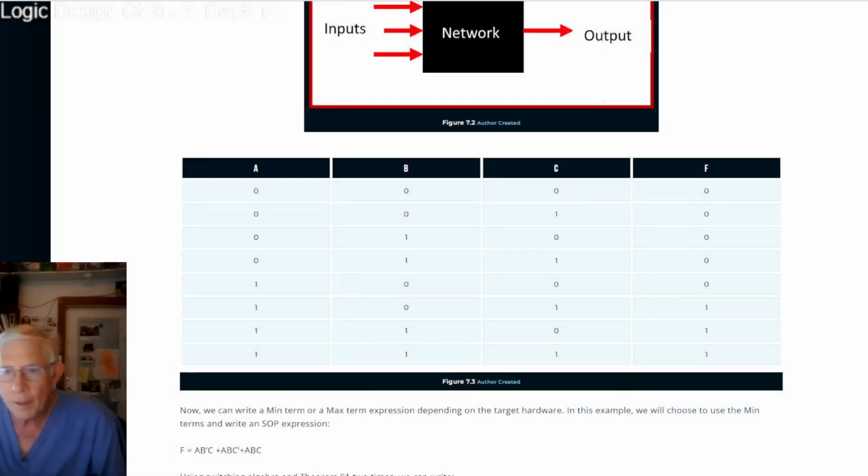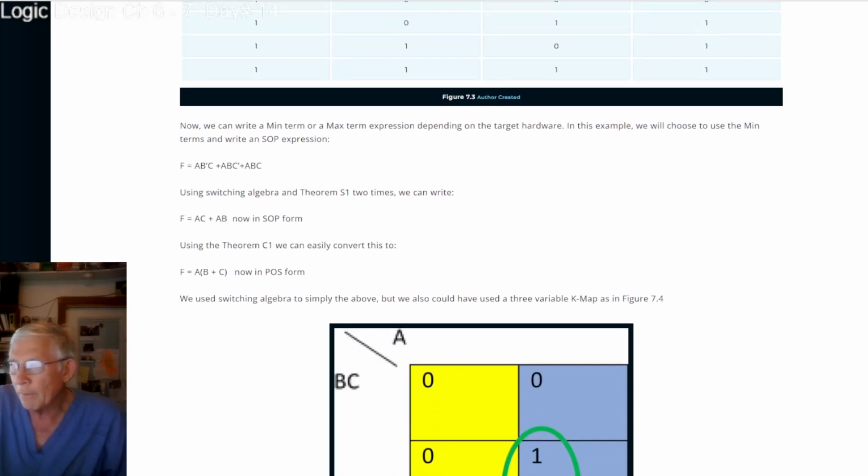Okay. So going on down, here's our SOP expression, and we can simplify it. We can combine ABC prime with ABC and get AB. We can combine A prime BC with ABC and get AC. And that gives us AC plus AB. Boom. And then you can factor out the A times B plus C. That's easy. So it's in POS.